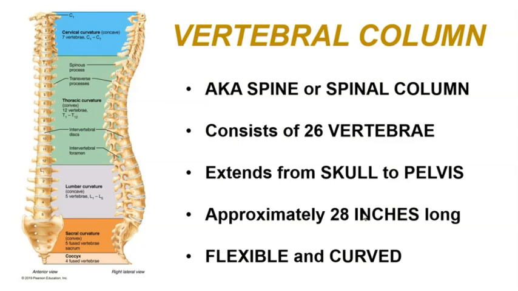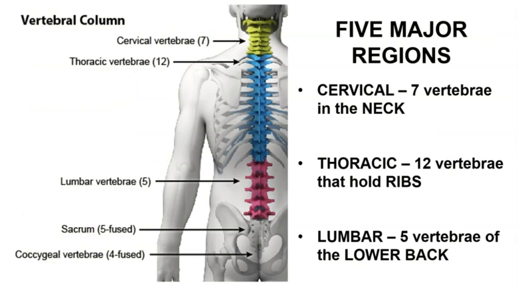We saw that the skull was a rather rigid and immovable structure. The vertebral column is actually quite the opposite of this. It's quite flexible in that the vertebrae are linked together like a chain. It also exhibits several curvatures, which add a spring-like property to the vertebral column.